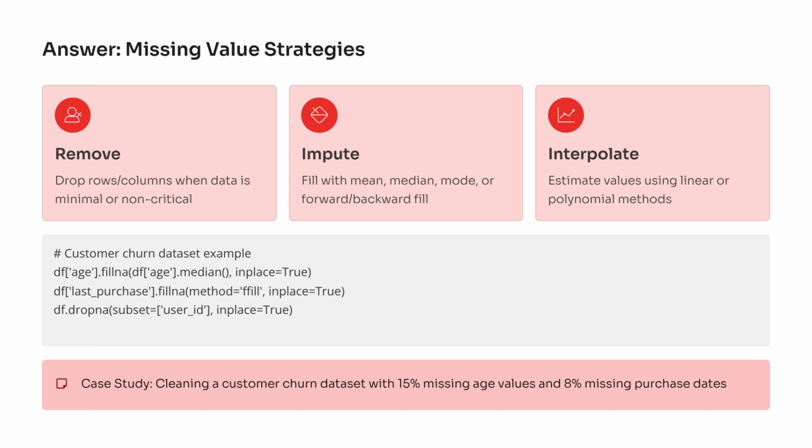Now, here's how you could phrase your answer in an interview. Clean, confident, and data-aware. I handle missing values using a mix of removal, imputation, or interpolation, depending on data importance. For example, when cleaning a customer churn dataset, I replaced missing age values with the median, filled in missing last purchase dates using a forward fill, and dropped rows missing critical identifiers like user ID. This maintained data consistency and avoided sample bias before modeling. That kind of answer tells the interviewer three things. You understand data quality, you think about statistical impact, and you can make data decisions that hold up in production.